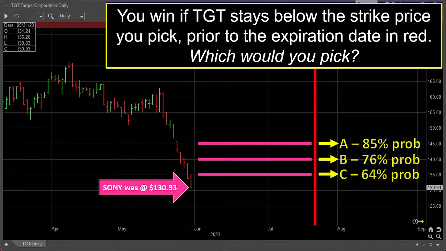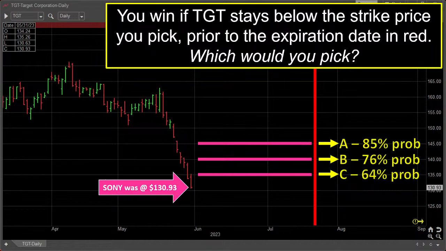A, B, or C? All right. A lot of folks are saying C. C, C, C. A couple of you are saying B. Some are saying C. So it's a little bit of a difference, B or C. Well, here's actually the trade that I did.